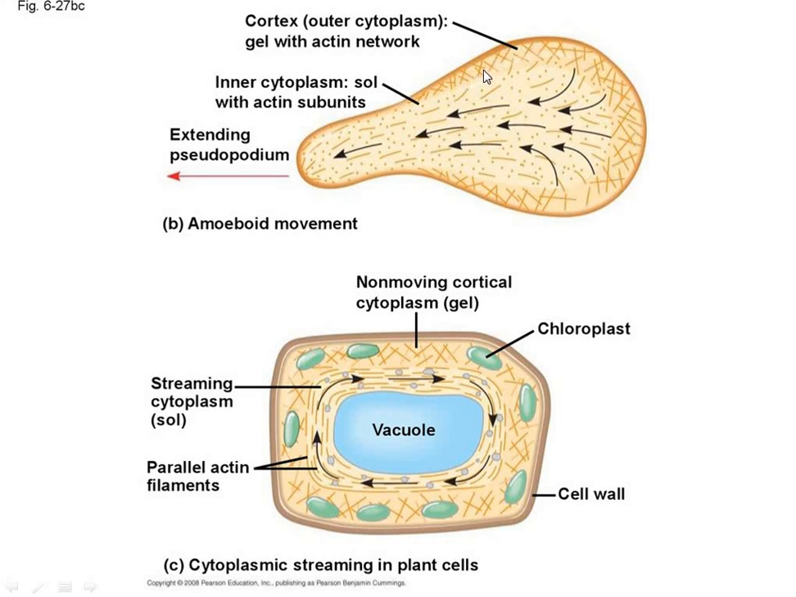In this figure, you can see that cytogel have network arrangement of microfilaments, and cytosol have subunits of actin filaments or microfilaments. So these subunits of actin filament plus sol nature of the cytoplasm helps in the movement or in the flow of cytoplasm to a finger-like structure that is called pseudopodium, which help in the locomotion of amoeba. So this movement is called amoeboid movement.